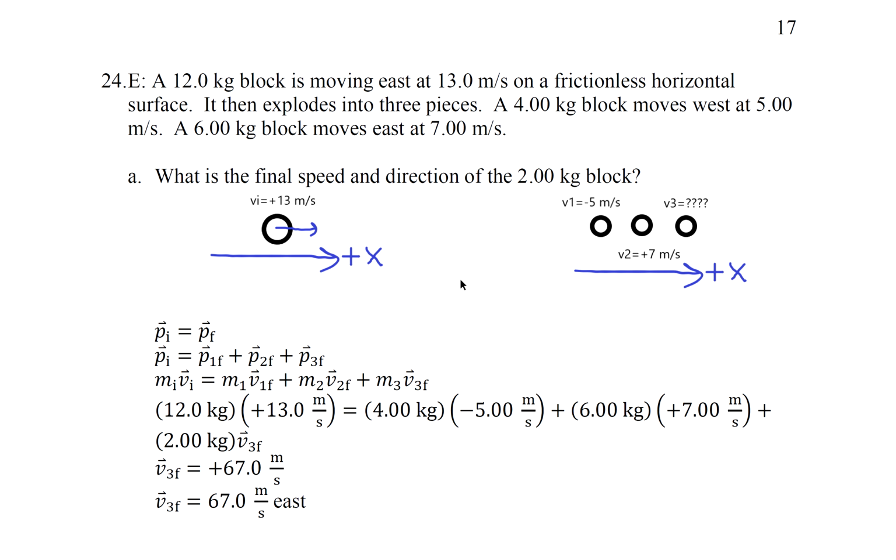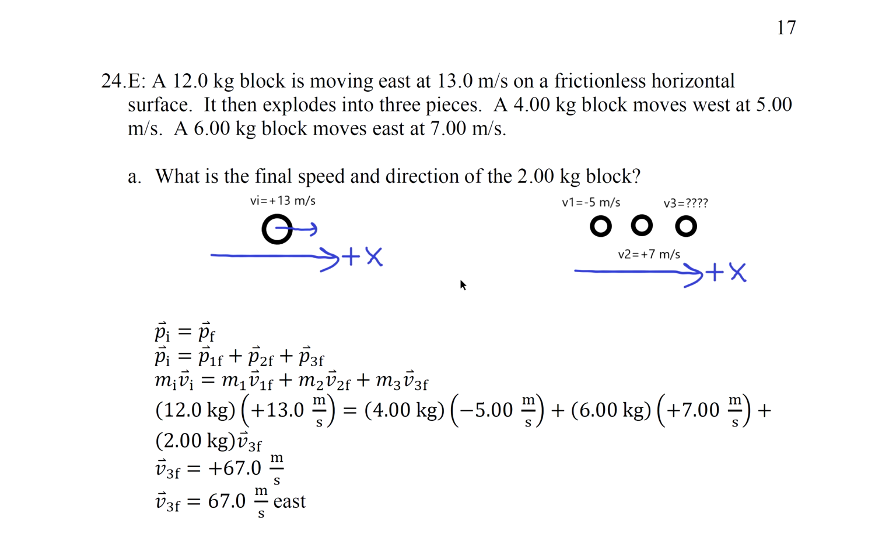Question 24. A 12 kilogram block is moving east at 13 meters per second on a frictionless horizontal surface. It then explodes into three pieces. A 4 kilogram object moves east at 5 meters per second. A 6 kilogram object moves... a 4 kilogram object moves west at 5 meters per second. A 6 kilogram object moves east at 7 meters per second.